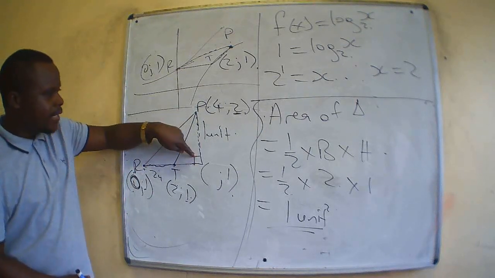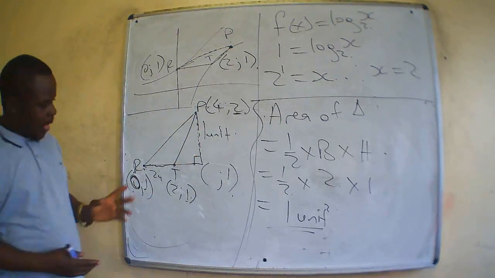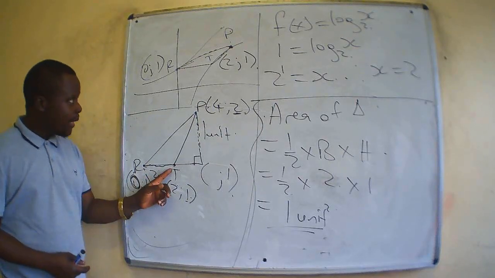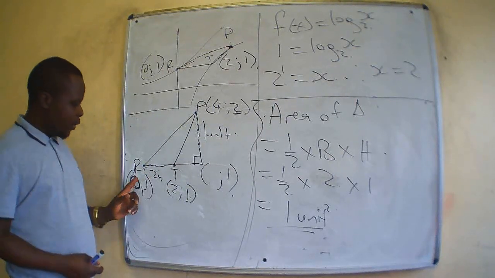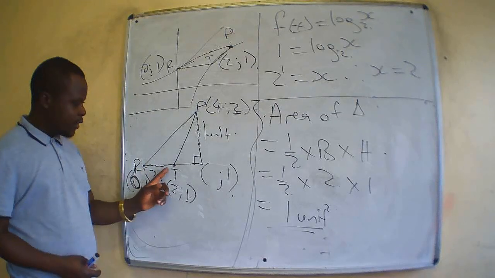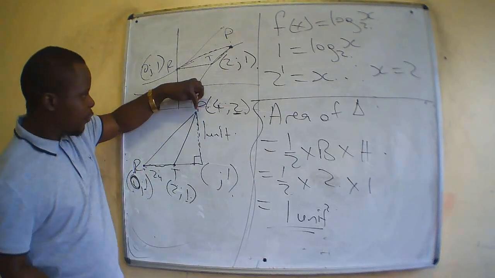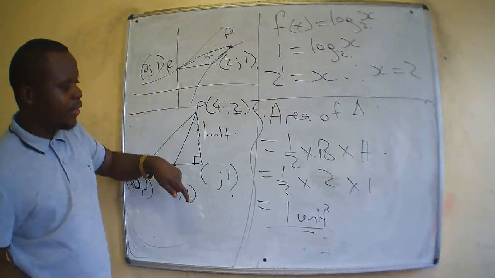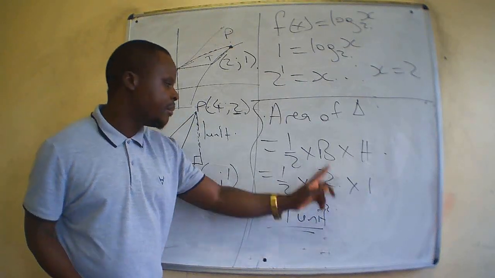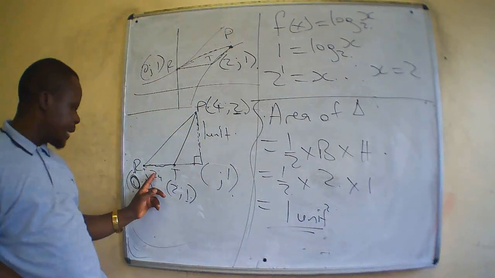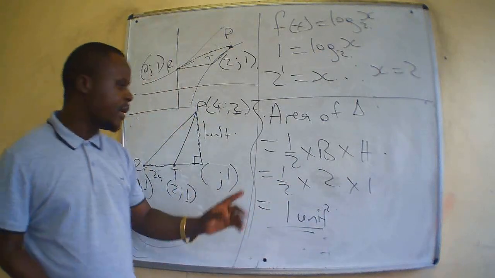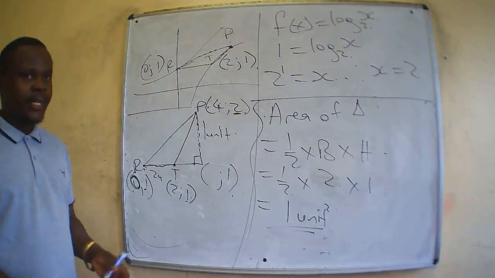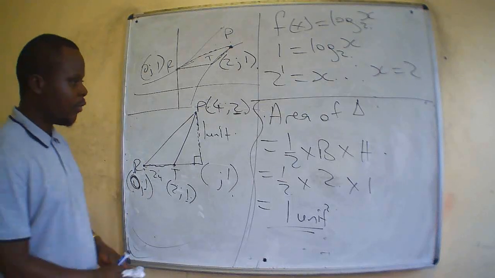So height is 1. In this case, our base is RT. We have from 0 until this point is 2. From y is equal to 2 to y is equal to 1 is 1 unit, which means half times base times height. Our base, I repeat, is 2. Our height is 1, which means to calculate, we get 1 square unit. That is the value of this. Let's move on to the next question.